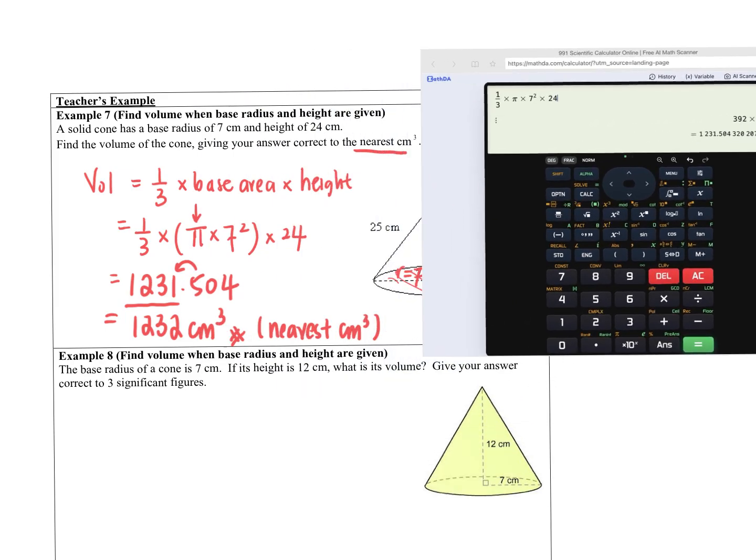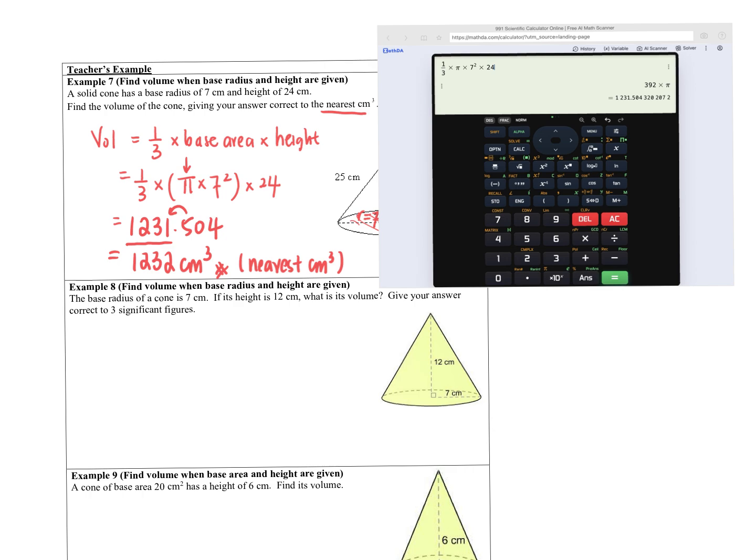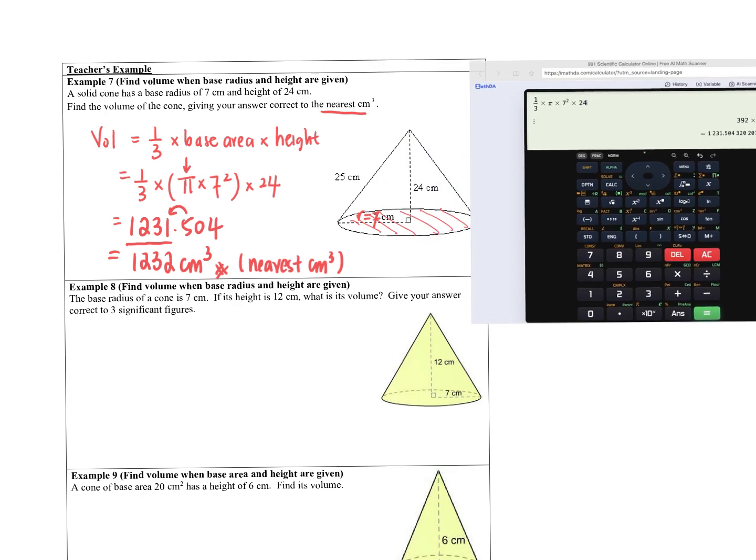Okay, next one. Next one is this one. I know the base radius and height. So volume is 1/3 base area. So again, same thing, times the height, 12. So press calculator again. So everything is correct.